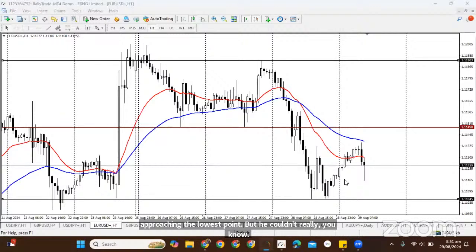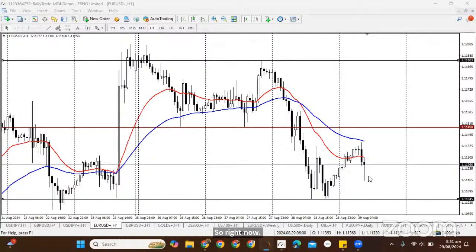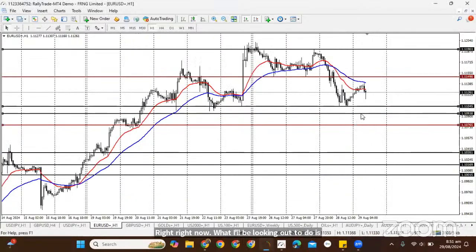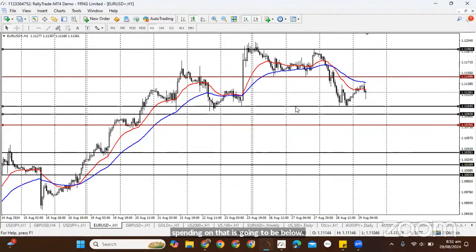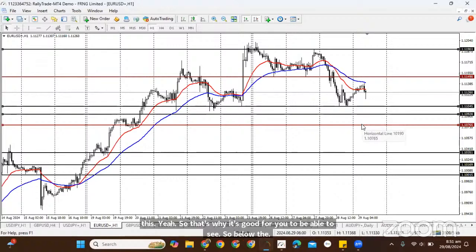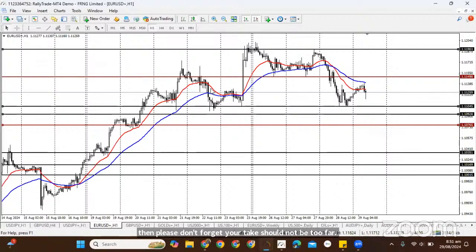So right now, what I'll be looking out to do is pending order. So my pending order is going to be below all these lows here. So that's why it's good for you to be able to see. So below the low, then please don't forget your take profit should not be too far. Maximum of 15-20 pips, you should be okay.